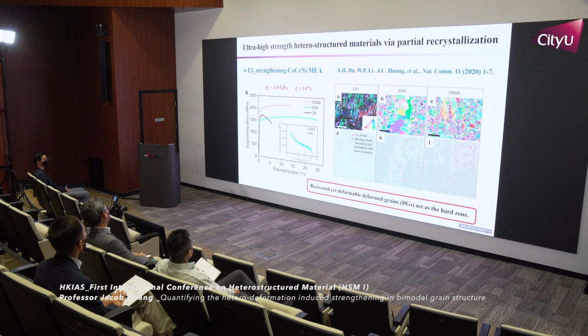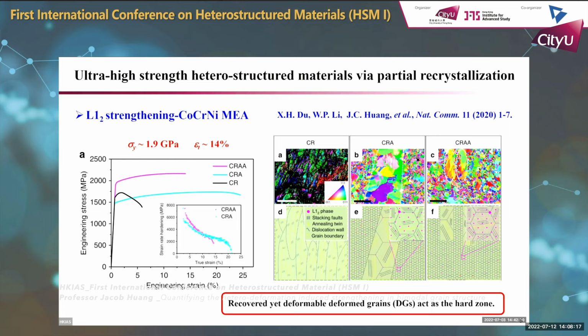Another example done in our own lab is the multi-principal element cobalt chromium nickel system, also tested at room temperature, reported in Nature Communications in 2020. The yield stress can go up to 1.9 GPa. And it was also found in that work that the work hardening, shown here, can be maintained for a more extended period, resulting in pretty okay tensile elongation of 14%, even at such a high stress level.